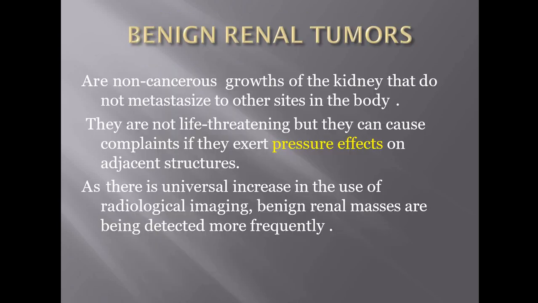So now let's get into the classification of tumors. Like any tumors, these again are classified into two types: benign tumors and malignant tumors. Benign renal tumors are non-cancerous growths on the kidney and they do not metastasize to any other sites in the body.